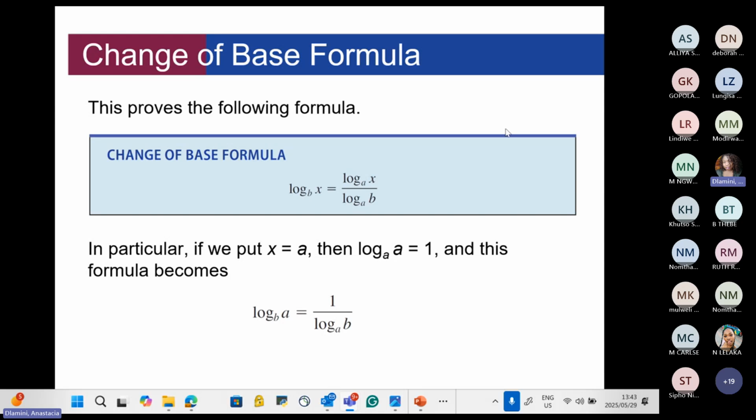Okay, so this proves the following formula. This is called the change of base formula. It's going to be used somewhere. I won't tell you where, but I saw it, and I was happy when I saw it. In particular, if we put x equal to a, then we know that log of a base a is 1, and now this formula becomes something like this.